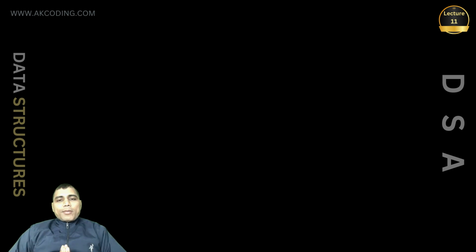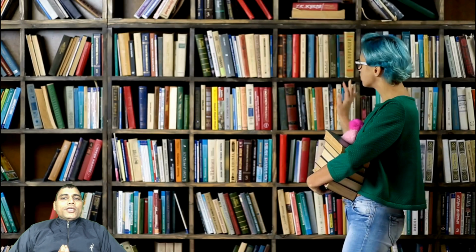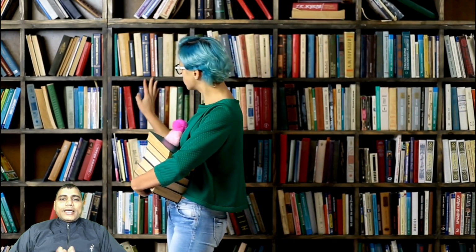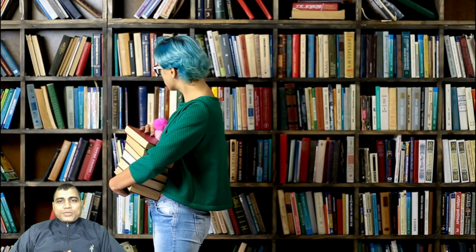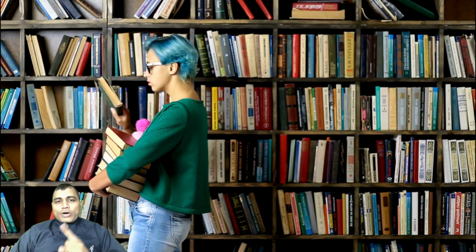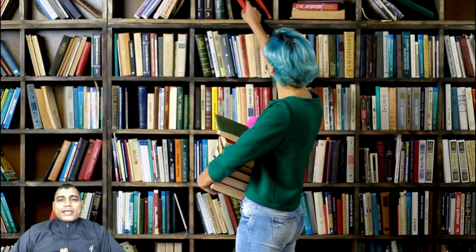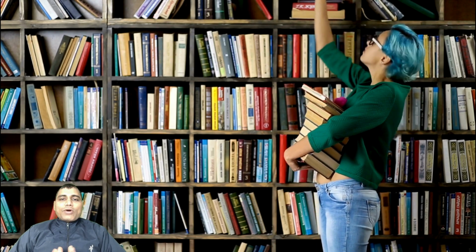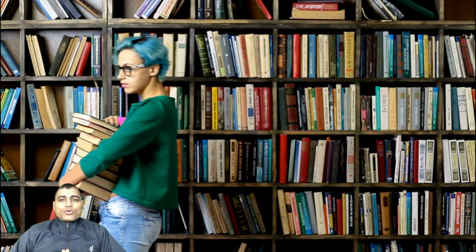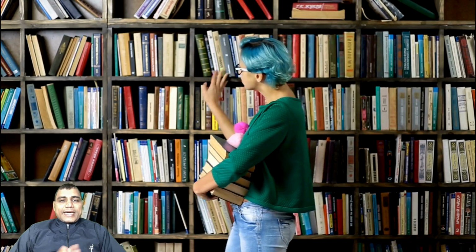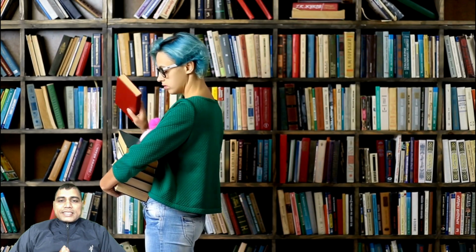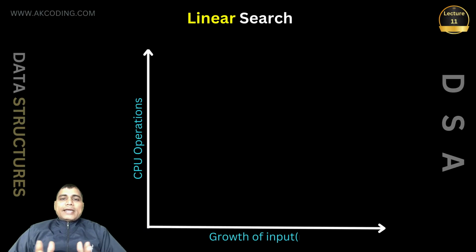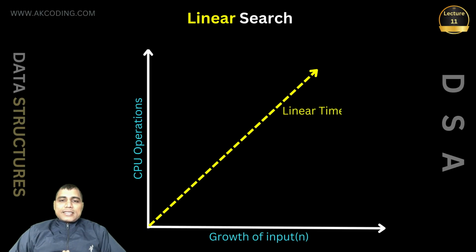First, let's talk about linear search. Imagine you are looking for a specific book on a randomly arranged shelf. In linear search, you start from one end and check each book until you find the one you are looking for. It is simple and works on both sorted and unsorted data, but there is a catch. In the worst case, you might have to check every single element. So the time complexity of linear search is O of n.